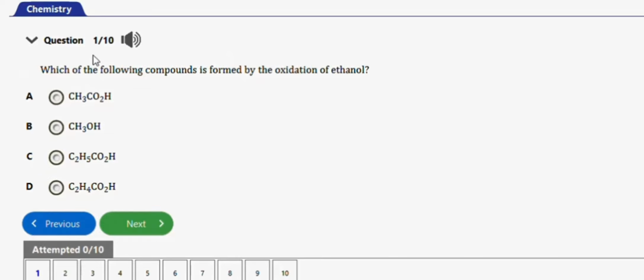The first question says, which of the following compounds is formed by the oxidation of ethanol? So it's going to be ethanoic acid. So the right answer will be this option A. So this is ethanoic acid, CH3COOH. We have 2 atoms of oxygen here. So it's option A.